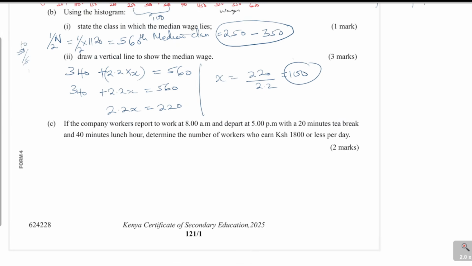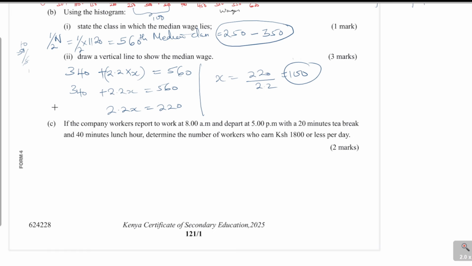Now, let's go to part C. If the company workers report to work at 8 a.m. and depart at 5 p.m. with a 20 minutes break, this is a tea break, and a 40 minutes lunch hour, determine the number of workers who earn 1,800 or less per day.